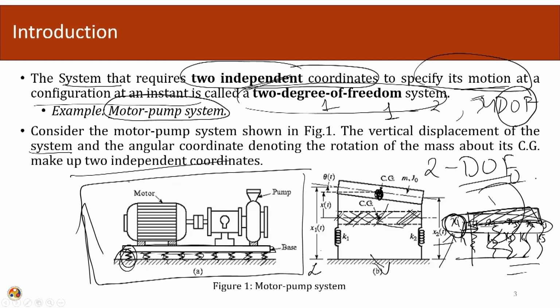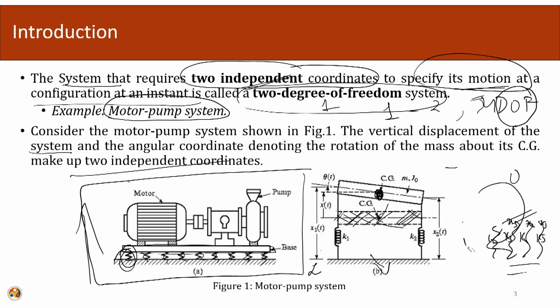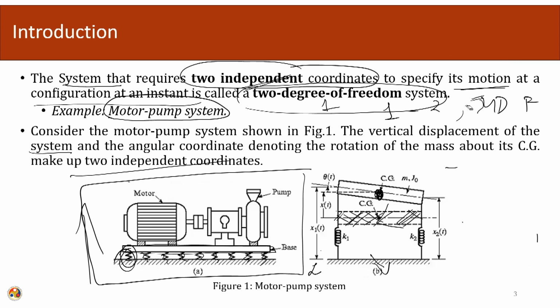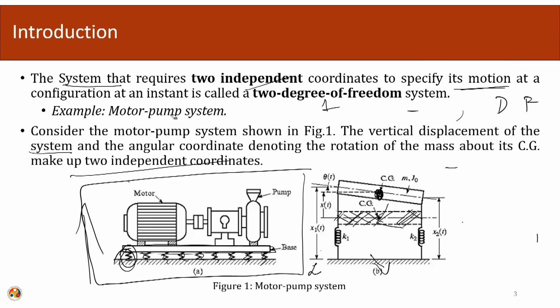So, this way we need to analyze the system, look into it carefully and find out the independent degrees of freedom required. And then consider it as a 1 degree of freedom system, 2 degree of freedom system, or a multiple degree of freedom system.